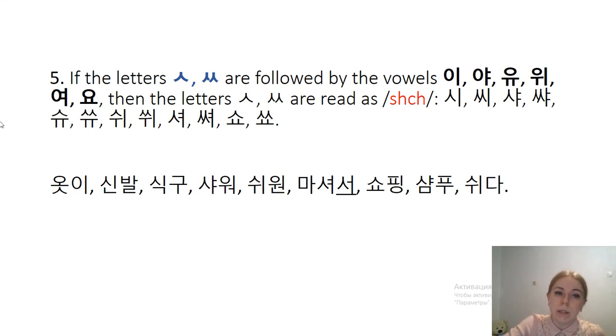Here it's s plus u. We don't read it like su, we read it like shu. And here it's double s plus u, and we read it like shu. Here it's s plus the diphthong wi. We have one diphthong in this rule. We don't read sui, we read shui. And double s plus the diphthong wi, and we read it like shui.